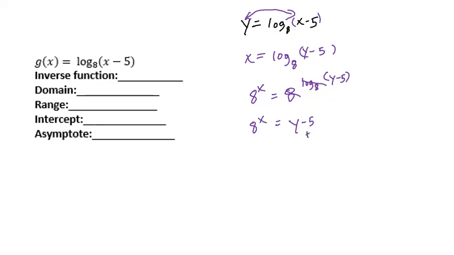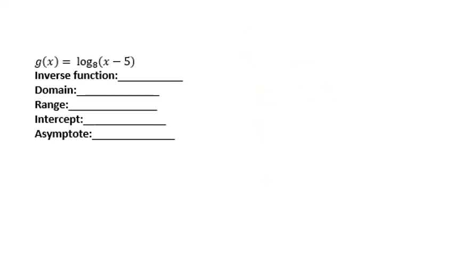To get y by itself, we need to add 5 to both sides. So 8 to the x plus 5 is equal to y. So that tells us that our inverse function, g inverse of x, is equal to 8 to the x plus 5. The domain of exponential functions, which is what our inverse is, is always the same. An exponential function always has a domain from negative infinity to positive infinity.